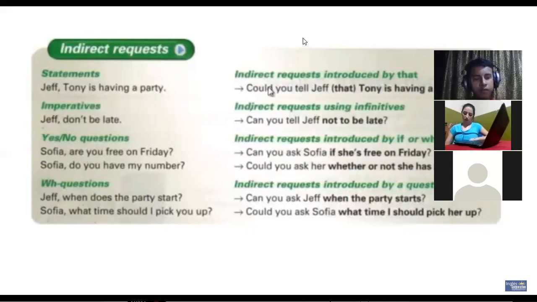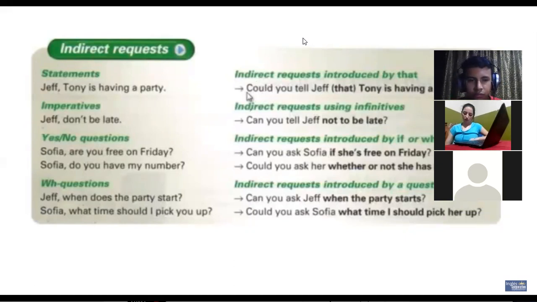You call maybe Jeff's assistant, and you want to give a message to him because he was not available. And then you tell the assistant, could you tell Jeff that Tony is having a party? All right, so it's quite easy, right?